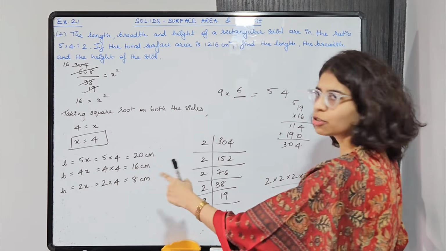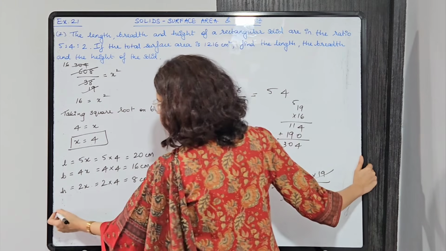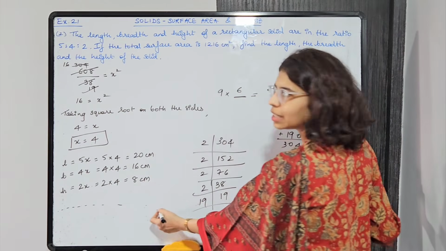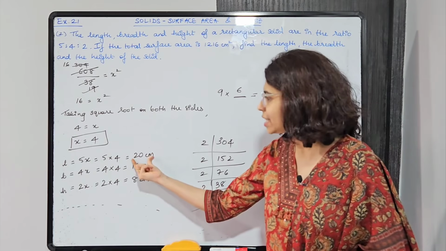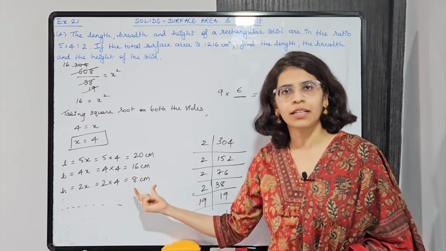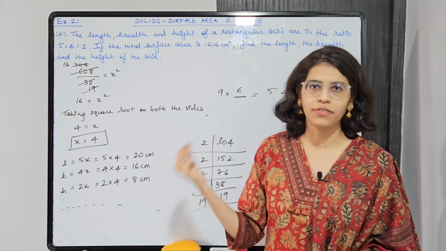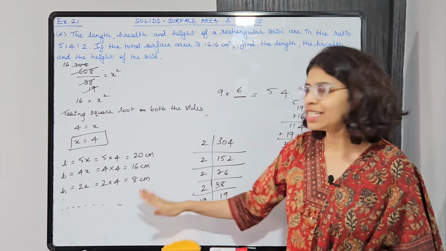So we found the values of length, breadth and height. After this, write down the final statement. The length, breadth and height of the rectangular solid are 20 centimeter, 16 centimeter and 8 centimeter respectively. Alright, so please add a statement.